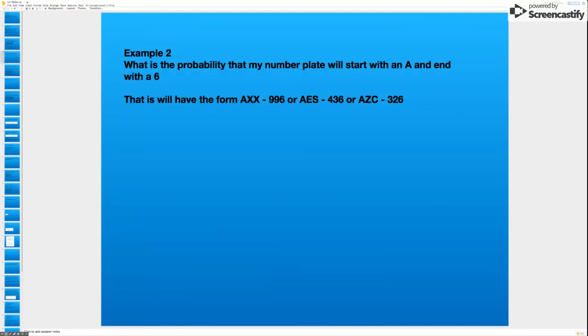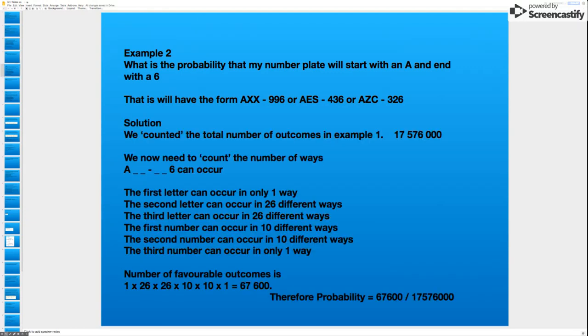Let's look at another example similar to this. What is the probability that my number plate will start with an A and end with a 6? That is, we'll have the form A, then letter, letter, number, number, then 6. So there's a few examples there.